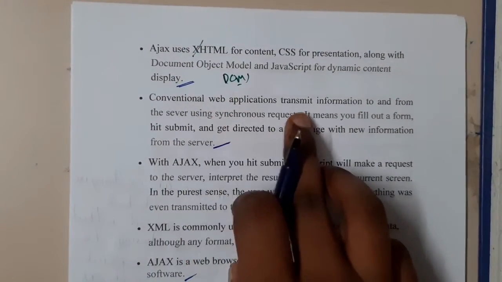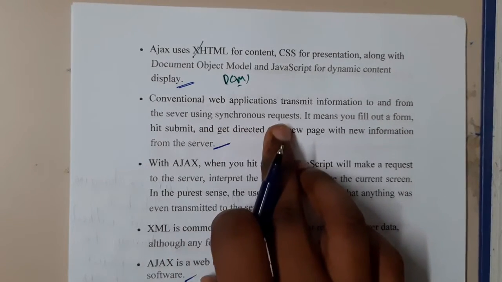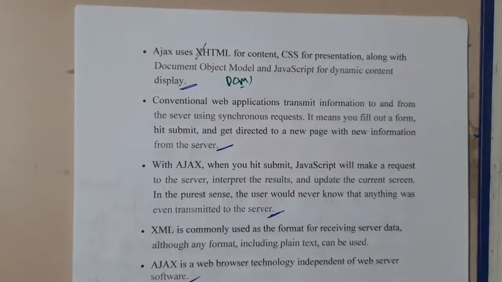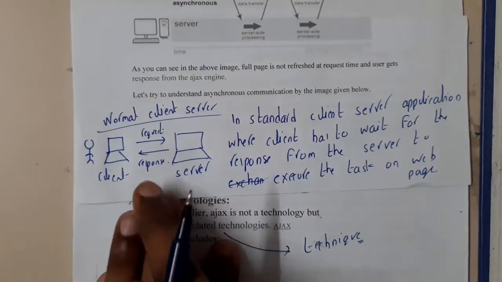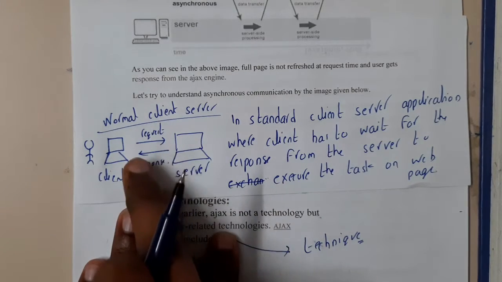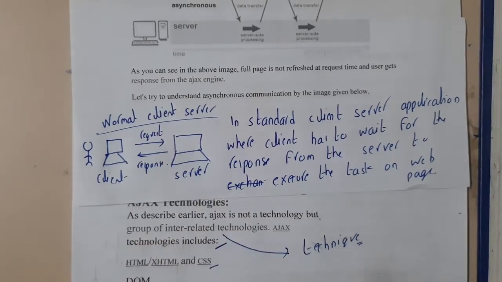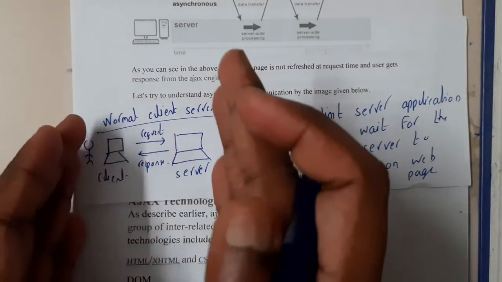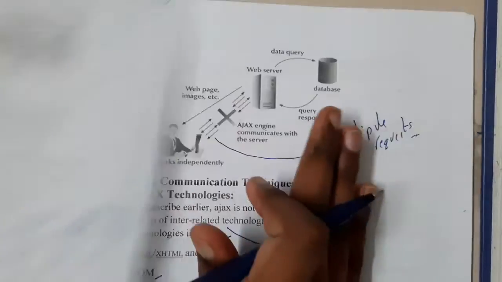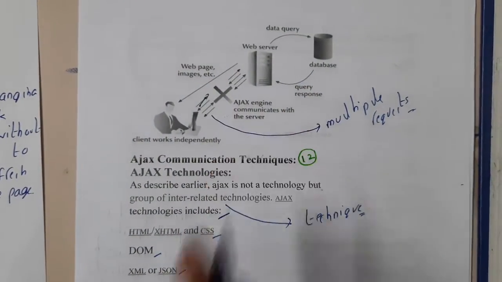Conventional web applications transmit information to and from the server using synchronous requests. Basically, normal servers work in this way, guys. I have just drawn the example also. Once the client requests something, it sends a request, waits for the response, and then gets the response. This process is synchronous. Once you send, until you receive, you will be waiting. Whereas in AJAX, you can send multiple requests without any issue.